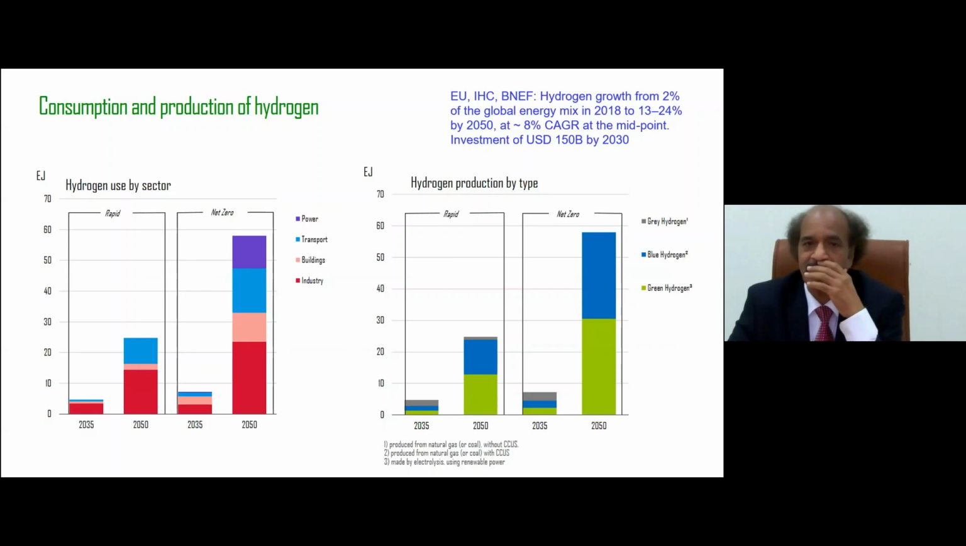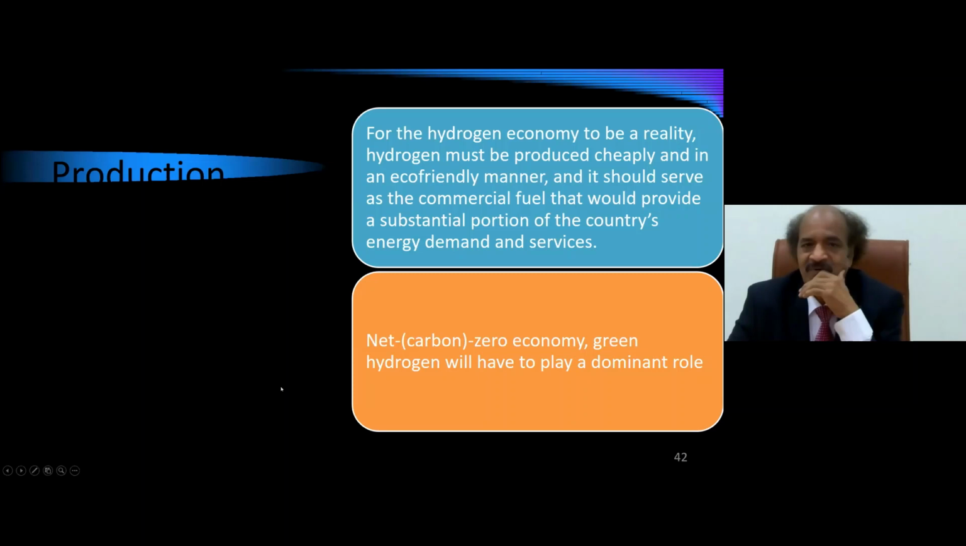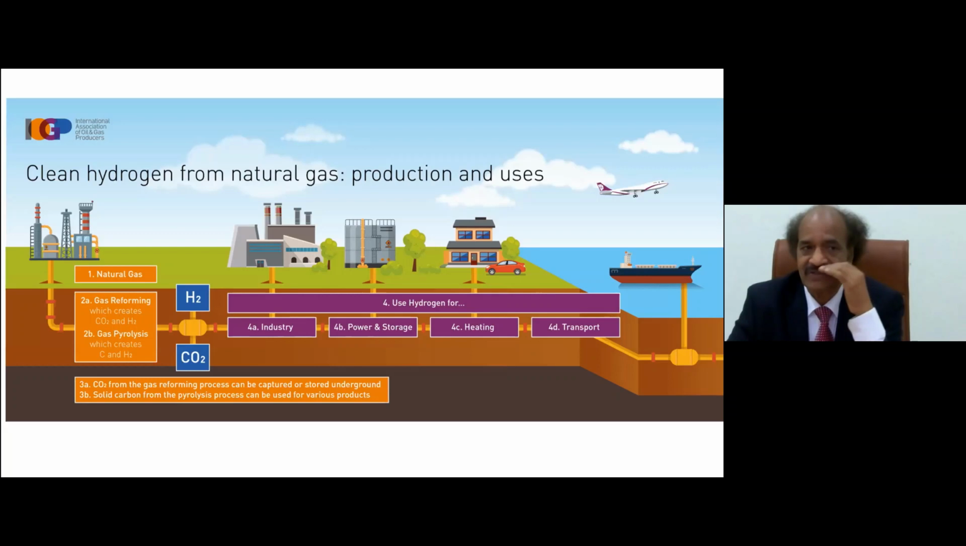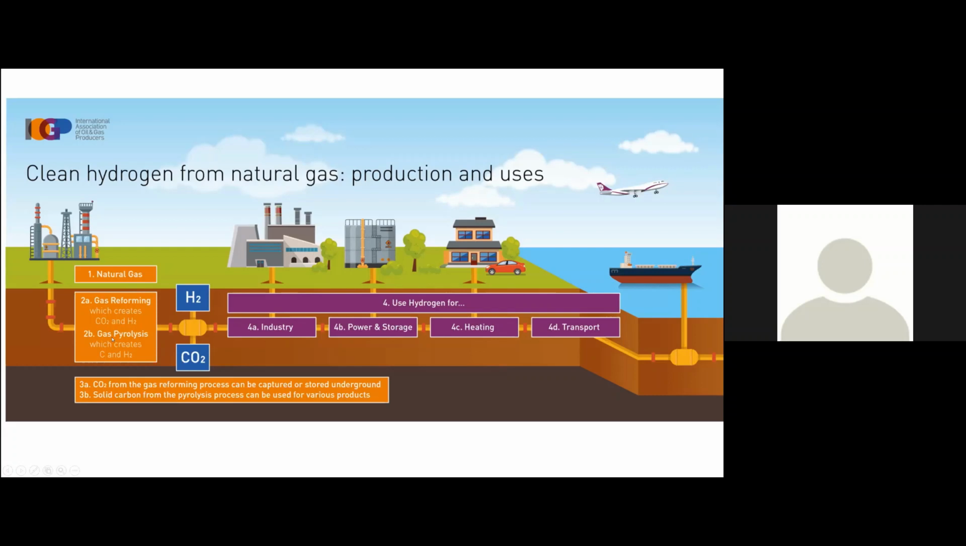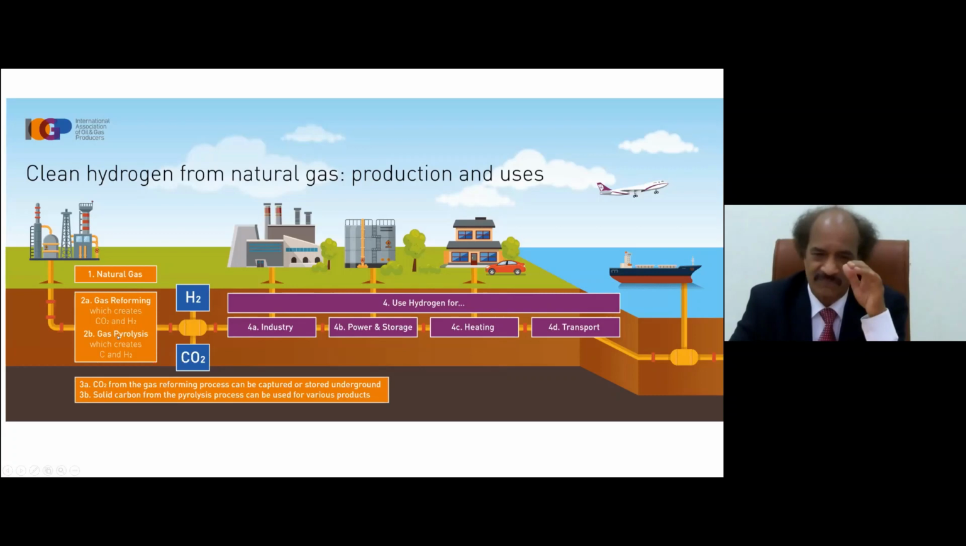So what it means is, for the hydrogen economy to be realistic, we have to have hydrogen production by a very benign method. So what is that? You have natural gas, what the refineries are doing, natural gas reforming, giving carbon dioxide and hydrogen, and gas pyrolysis. These days, in fact, the hydrogens are subdivided. Somewhere it is called brown, somewhere it is called turquoise, whatnot. That is gas pyrolysis, where you generate carbon and also hydrogen. And many times people are claiming they have made carbon nanotubes.